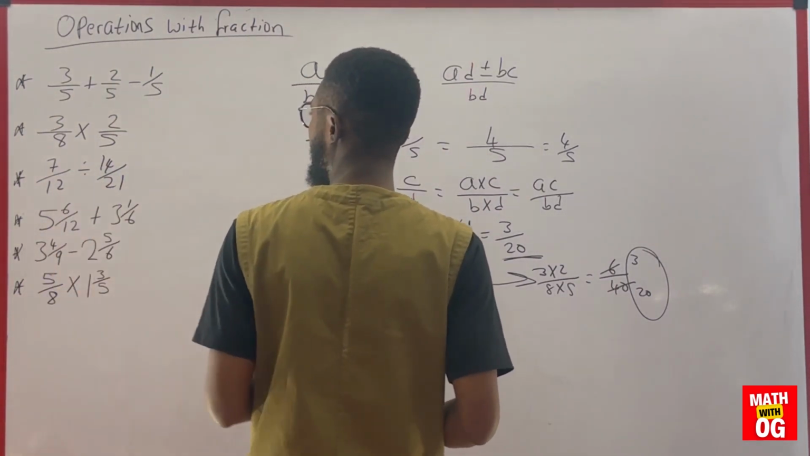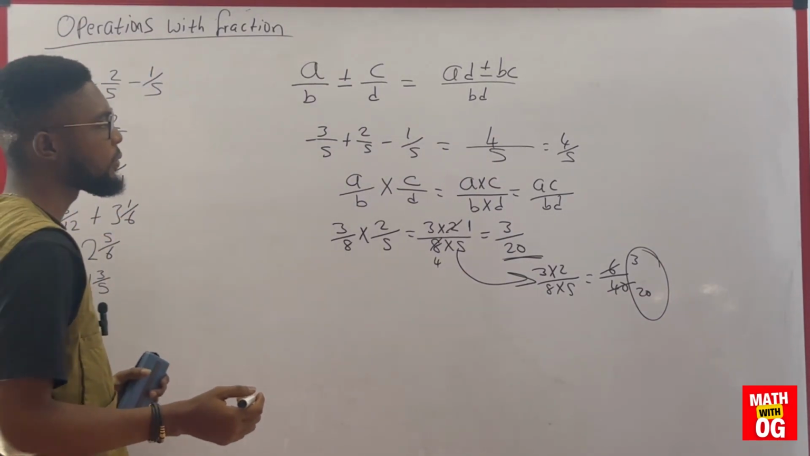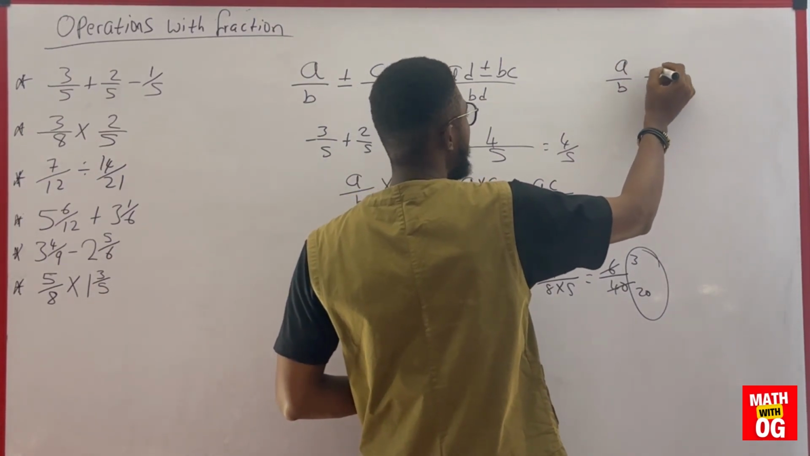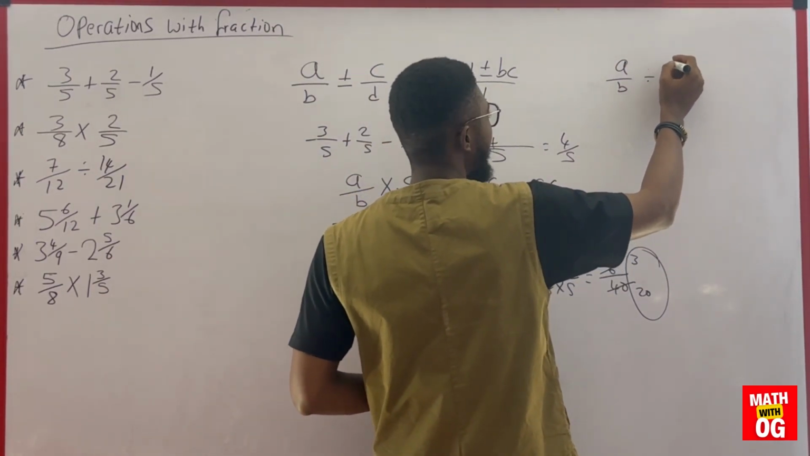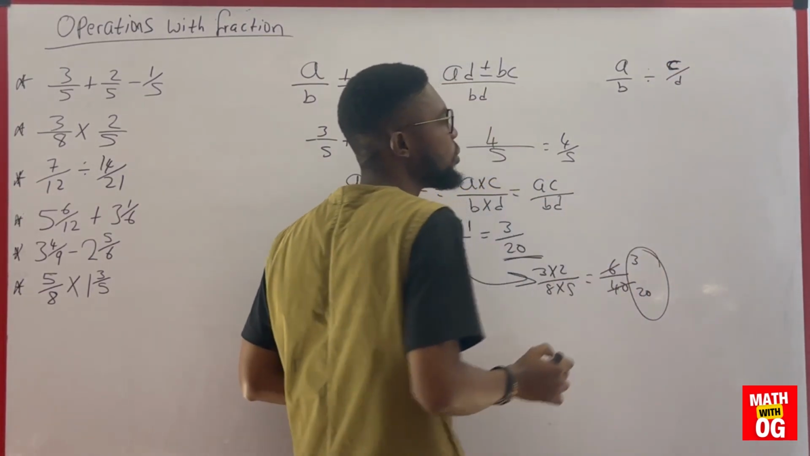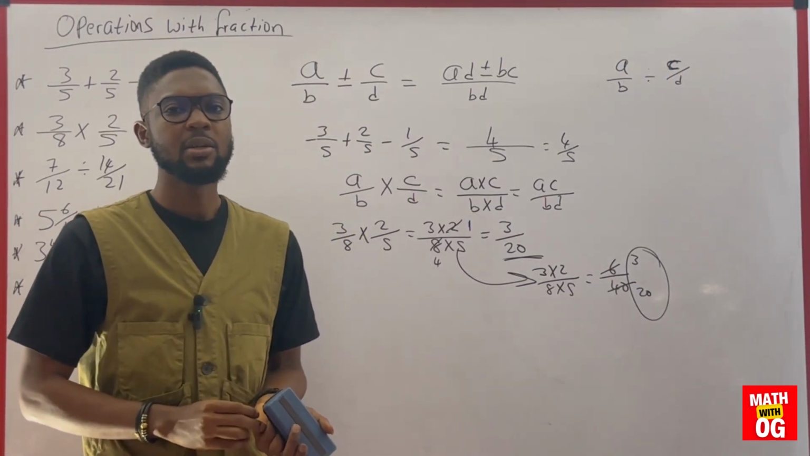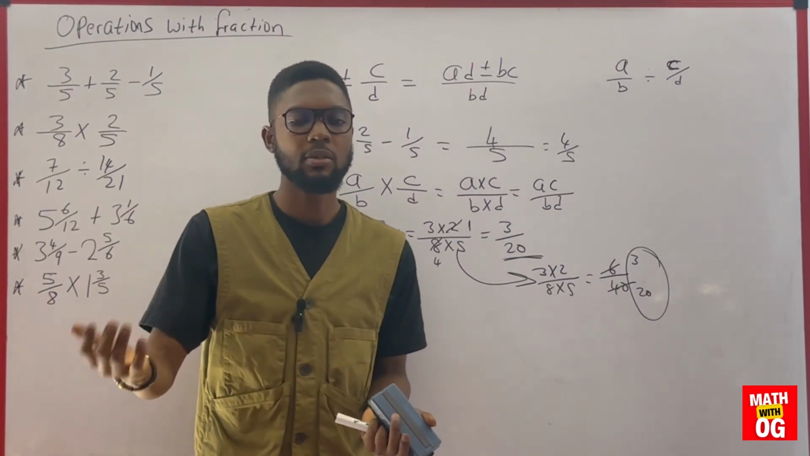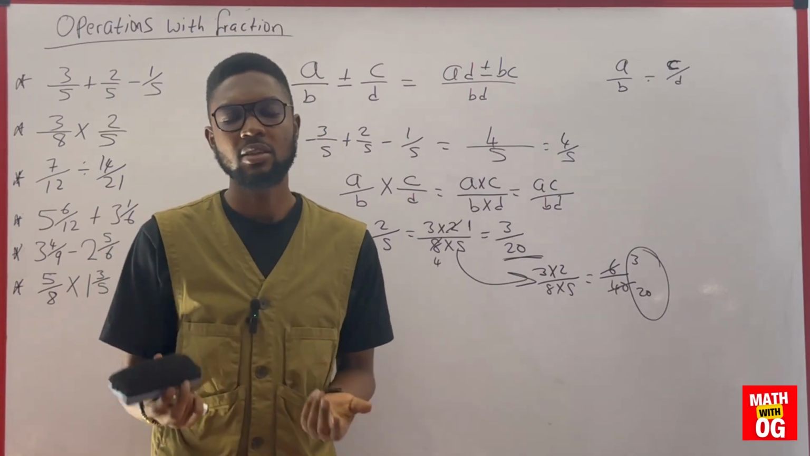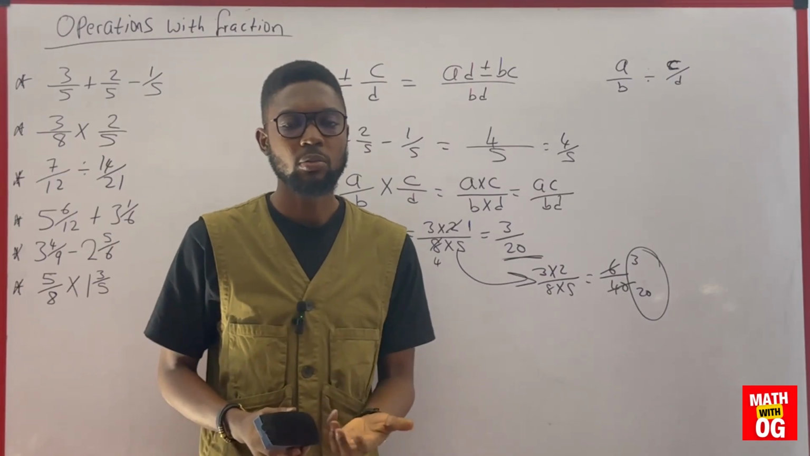Now the next question, division. Whenever you are given fractions in this form, a over b dividing c over d, in mathematics, there's something we call reciprocal, the same thing as the multiplicative inverse. We'll look at multiplicative inverse when we get to binary operation. The reciprocal of a number is simply inverting the number. That means change the numerator to the denominator and also change the denominator to the numerator.